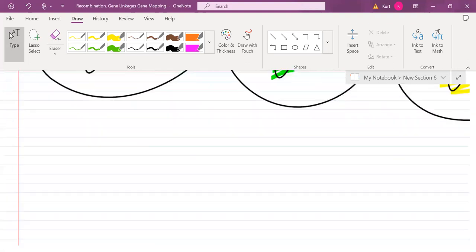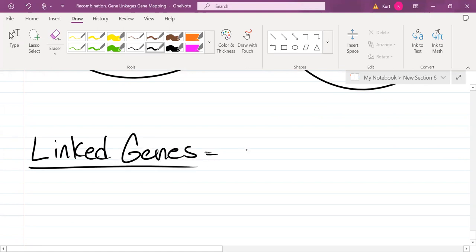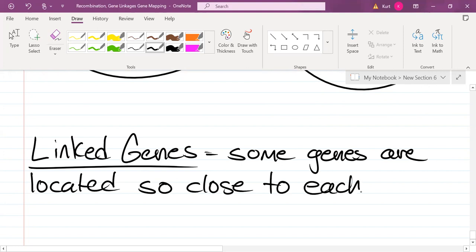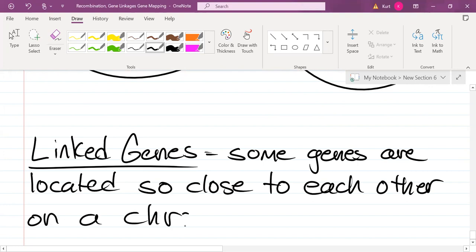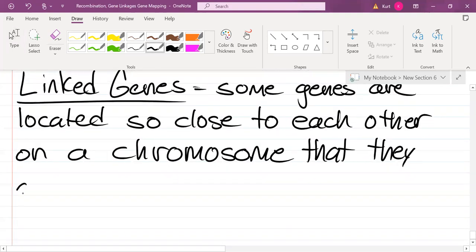So this is what led Thomas L. Morgan to realize that linked genes are why he only got 17% instead of 50-50. Some genes are located so close to each other on a chromosome that they are inherited together.